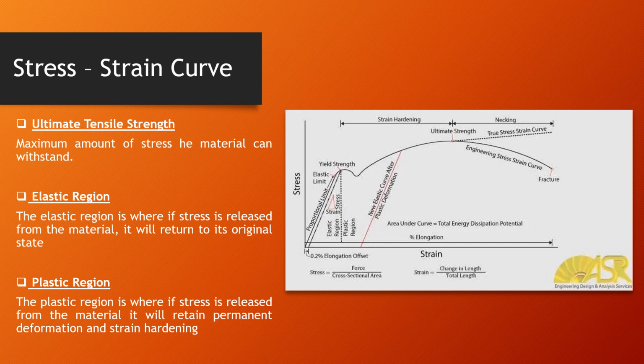Now elastic region, this is the region that's up to yield strength. So this is the region where you see the material deforms elastically. So once the force is removed, the material will go back to its original length. Now, the plastic region is the region beyond the yield strength. In the plastic region, even if you take off the force, once a material goes into the plastic region, it won't come back to its original length or its original state.